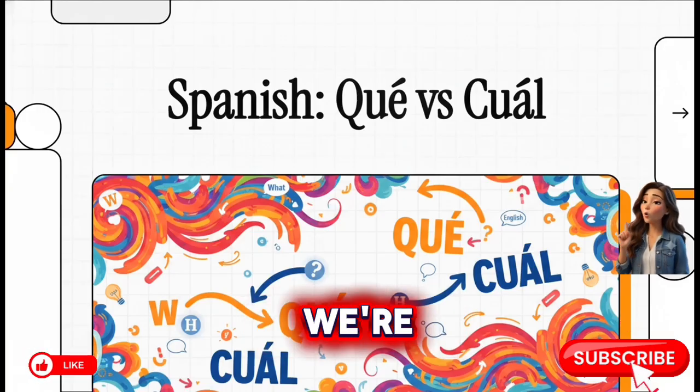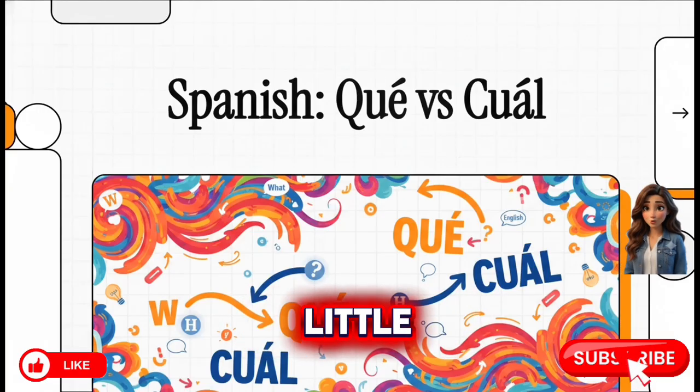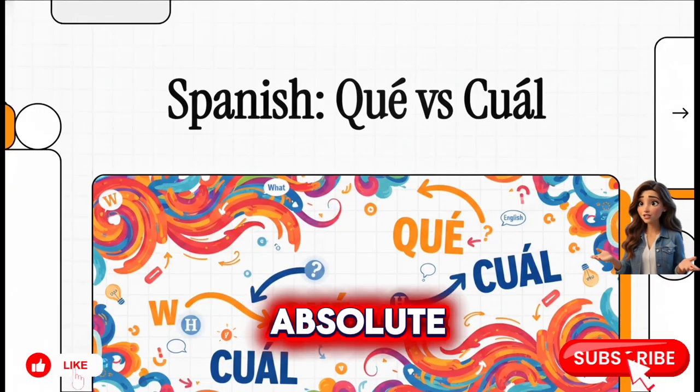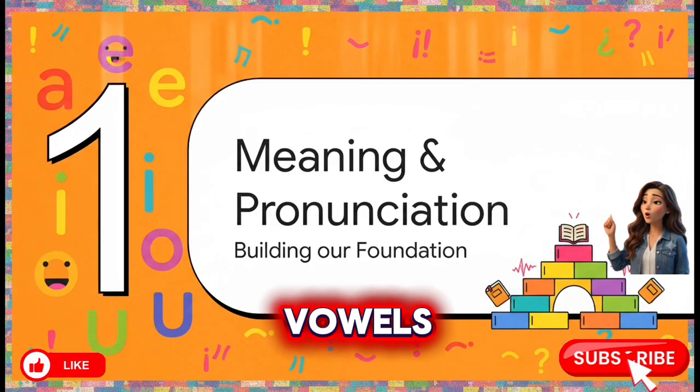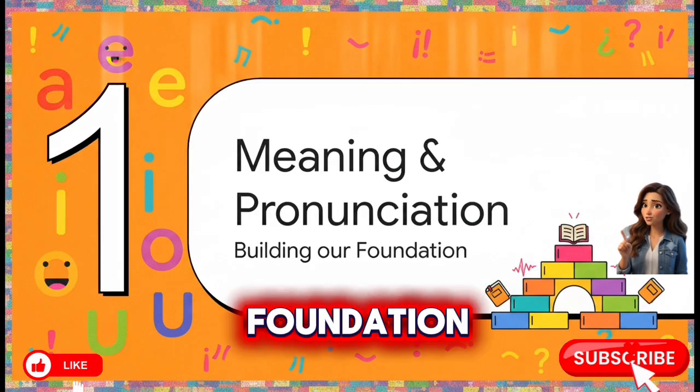In this explainer, we're going to completely demystify these two little words so you can start sounding like an absolute native speaker. All right, Section 1, meaning, pronunciation, and vowels. This is all about building our foundation.